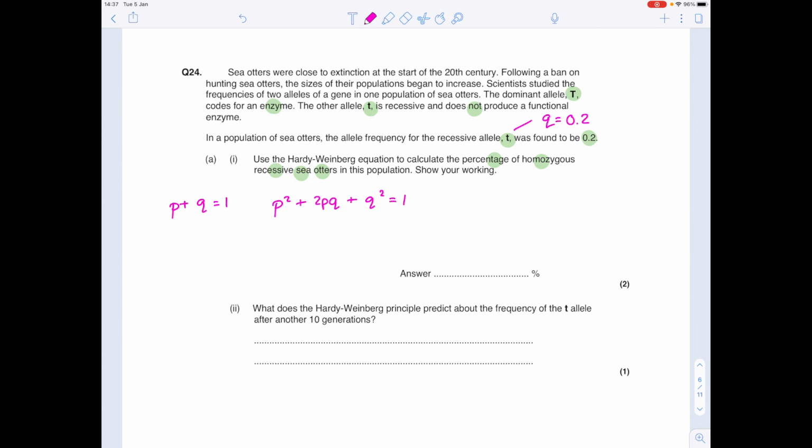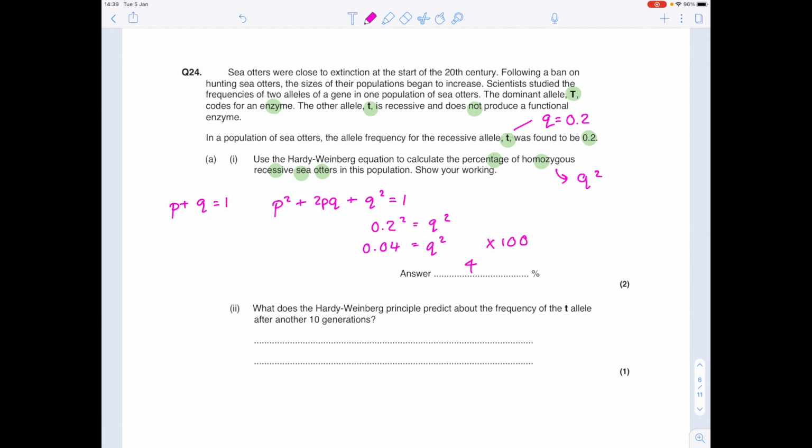Look back at the question, what's it actually asking us? It's asking us to calculate the percentage of homozygous recessive sea otters. Well, the homozygous recessive ones are therefore by definition Q squared. So you simply do 0.2 squared. And then the last place to make sure you don't slip up on is the fact that it needs to be a percentage. So times by 100 to turn that into a percent. So the answer here is 4%.